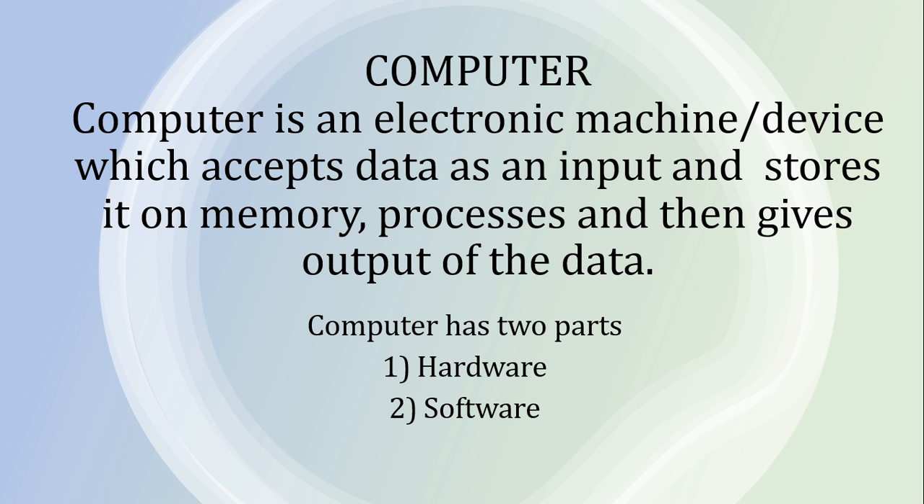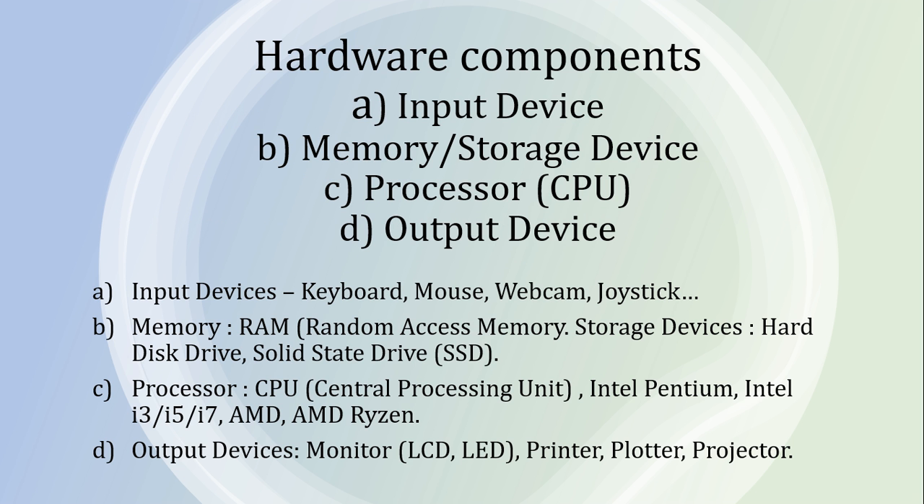A computer has two parts. One is hardware and the second is software. With the combination of hardware and software, the computer works. Hardware components are: input device, memory, storage device, processor, CPU, central processing unit, and output device.